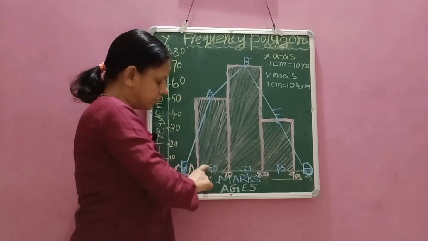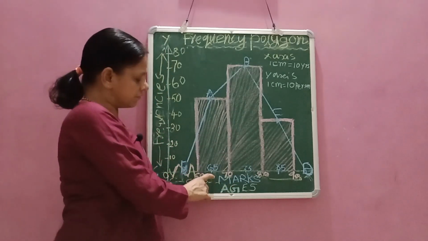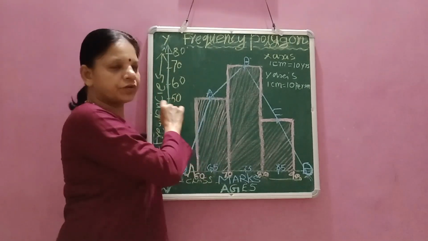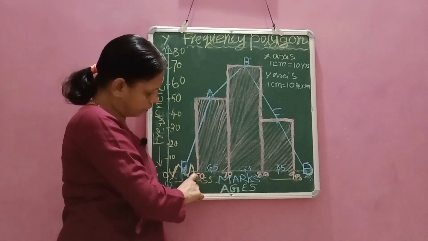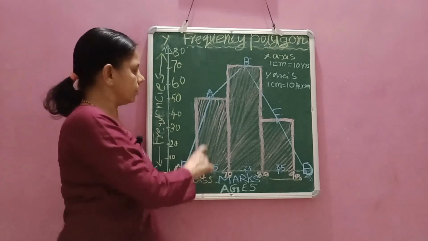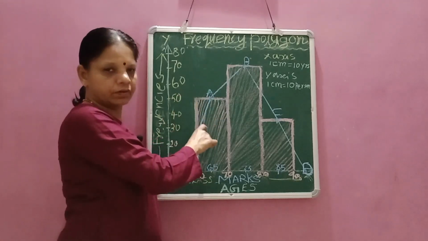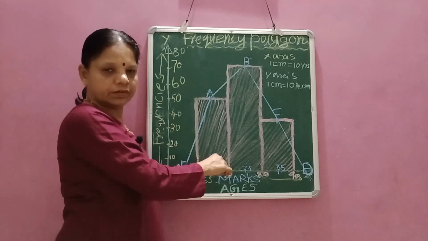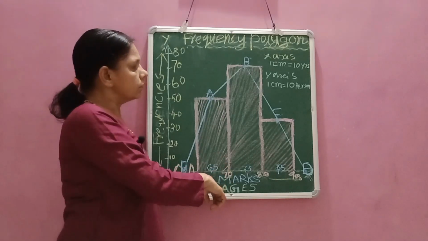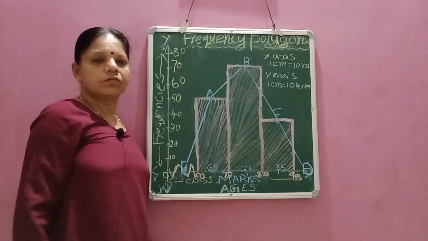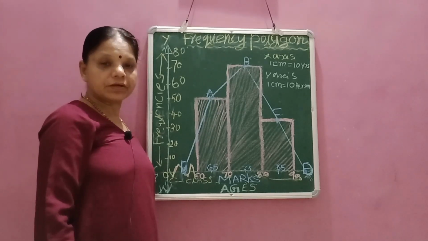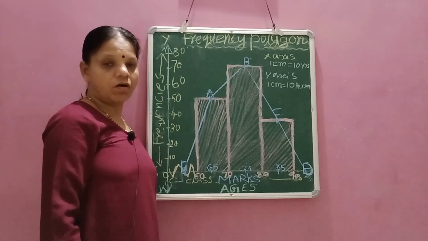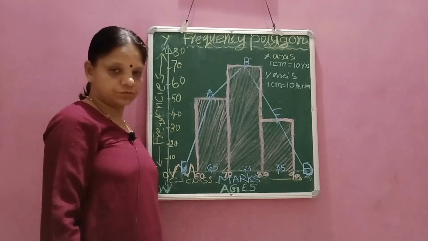It does not mean that the age 65 has 50 frequency. What it means is, in the group 60 to 70, there are 50 people. Clear? So that is the meaning of frequency polygon. It is also a graphical representation of statistical data like histogram.